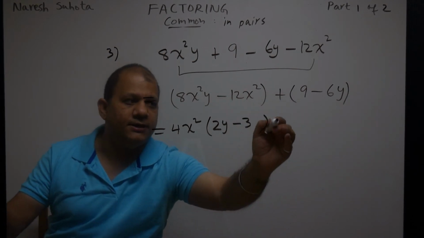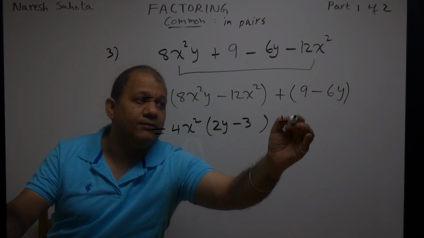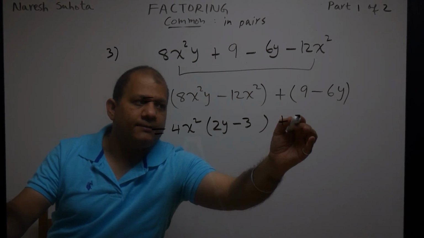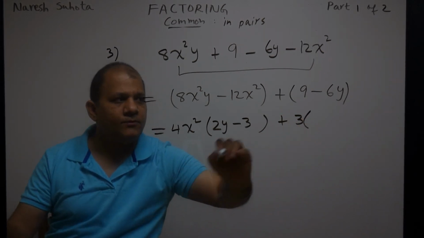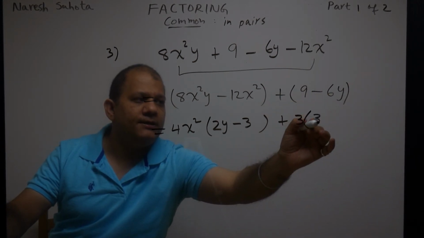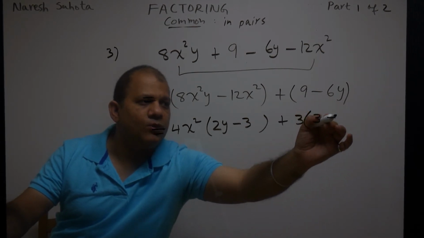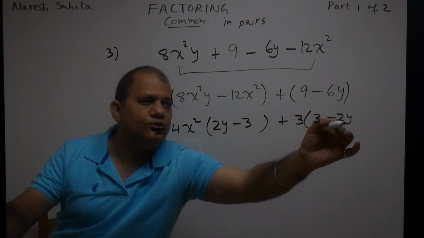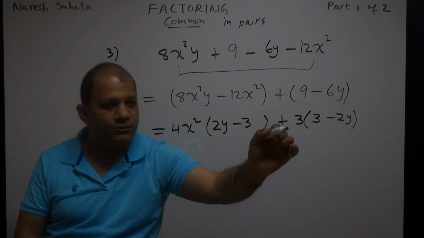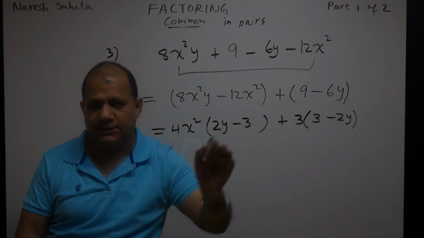So we're done with this bracket. Now let's move on to this. So the common factor between 9 and 6 is 3. Okay, so it's 3. And now over here, so 3 times what gives me 9 is 3. Now 3 times what will give me negative 6y? It's negative 2y. Okay, so I can double check. 3 times 3 is 9. 3 times negative 2y is negative 6y.